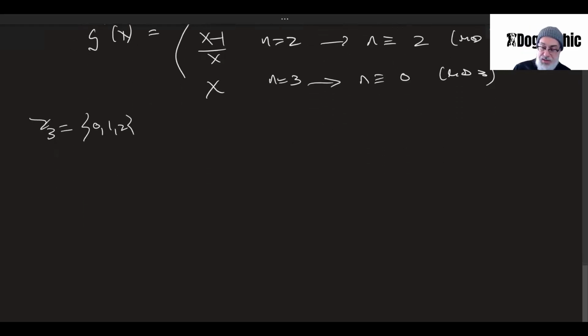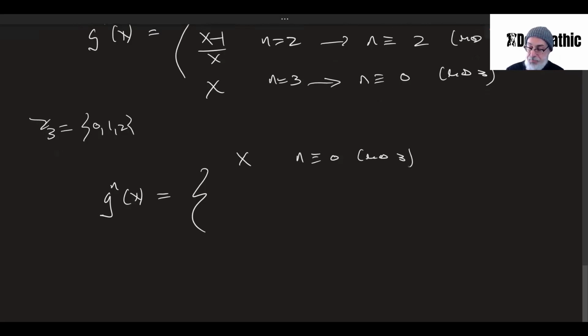So let's rewrite this then. We have g of n of x will be equal to, let's put them in order. We'll say x when n is congruent to 0 mod 3, then 1 over 1 minus x when n is congruent to 1 mod 3, and x minus 1 over x when n is congruent to 2 mod 3.